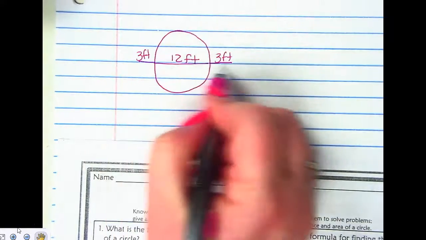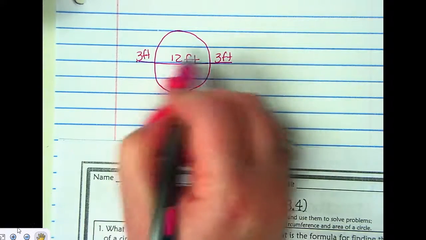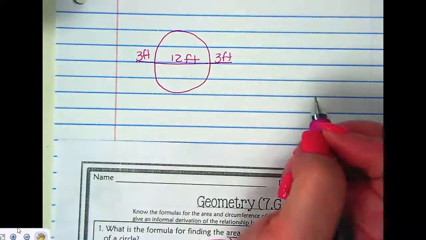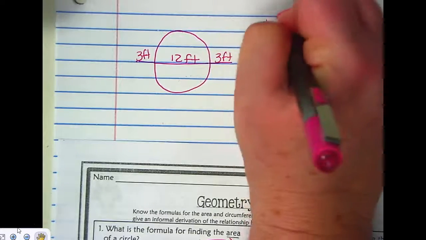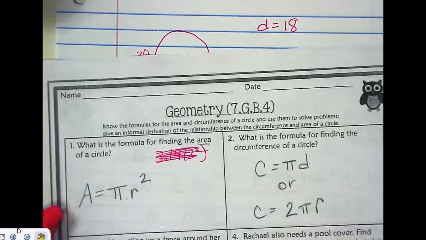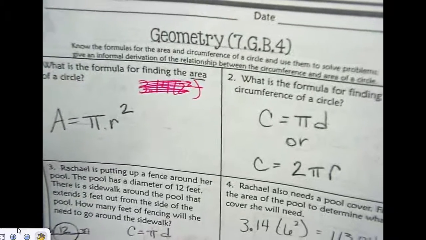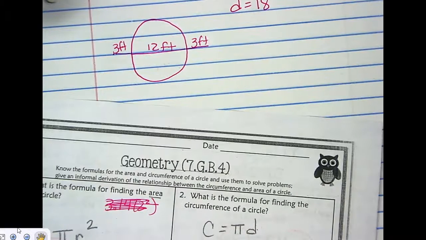So what's the total diameter here? 12 plus 3 is 15 plus 3 is 18. So the diameter of this entire thing equals 18. That's the first step. Then it says, how many feet of fencing will she need to go around the sidewalk? So if we're going around the sidewalk, are we finding area or circumference?